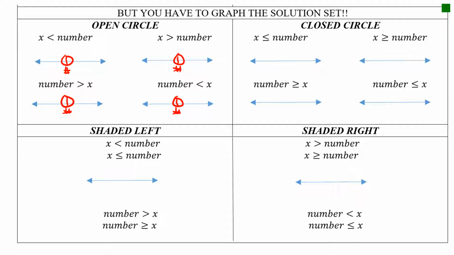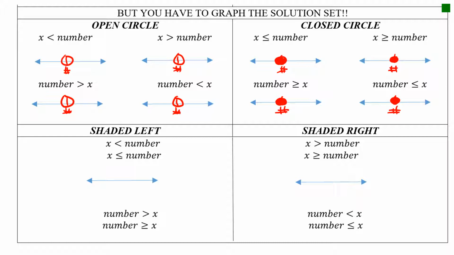If it has or equal to, your number is going to have a closed circle on it. What that means is that number is part of the solution set. If I'm thinking of a number that's bigger than 5, 5 won't work. But if I'm thinking of a number that's 5 or bigger, then 5 will work. So you have to close it to say it's included.